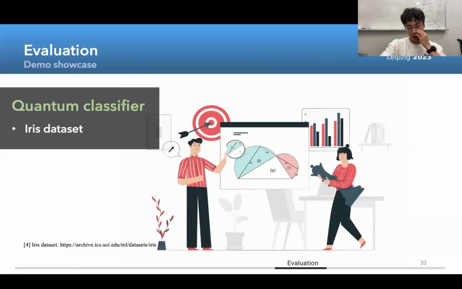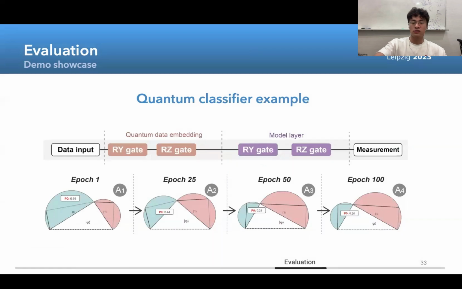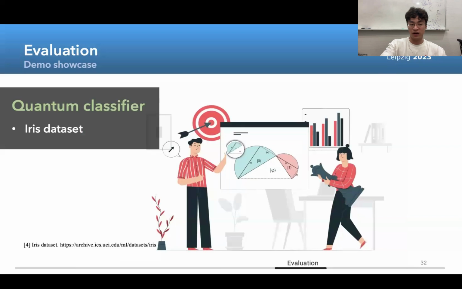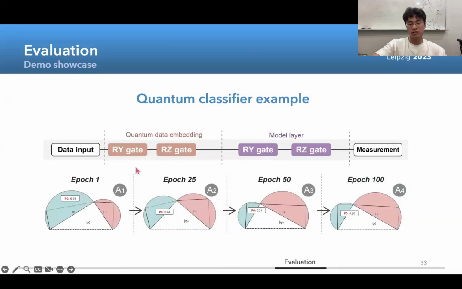For now, I'll give you a simple example real quick to illustrate how it works. I'll just use a quantum classifier case to demonstrate our visual design, and this classifier is based on the iris data set. So this is the 1-qubit quantum neural network and also the quantum classifier. For the encoding layer, it consists of the RY gate and RZ gate, and the ansatz contains RY gate and RZ gate as well. For this QNN, we just randomly pick out one data point. For this data point, as you can see in subfigure 1A, this is in epoch 1.